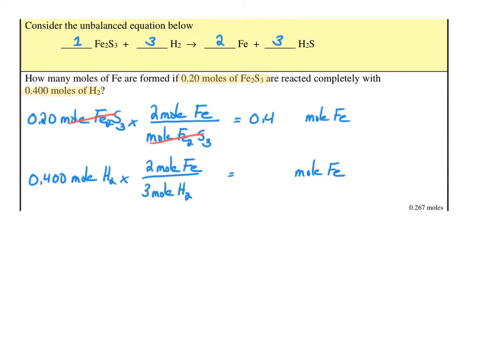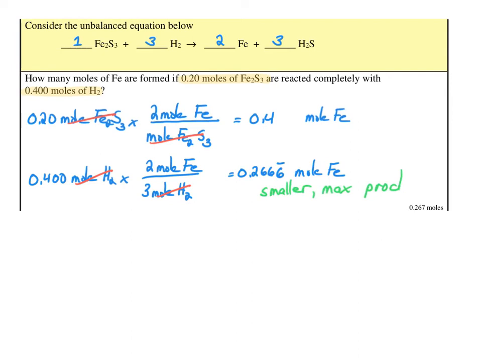Our second conversion is set up to cancel out units of moles of hydrogen. So we have 3 moles of hydrogen. We carry this coefficient, keep it together with hydrogen. The coefficient associated with iron is 2. So we see that we multiply 0.4 by 2/3 in order to get our amount of our potential product.